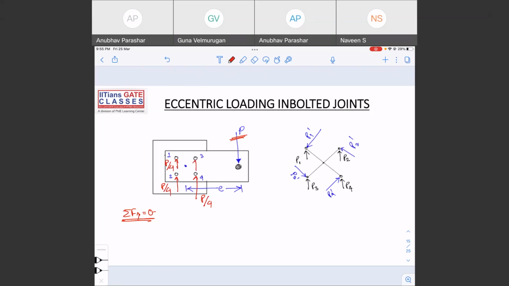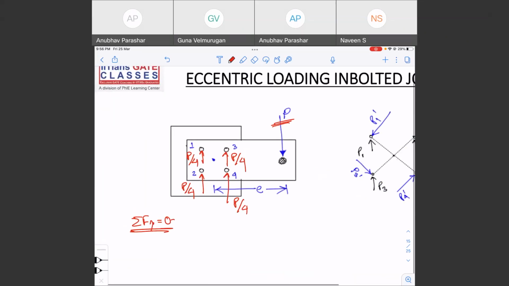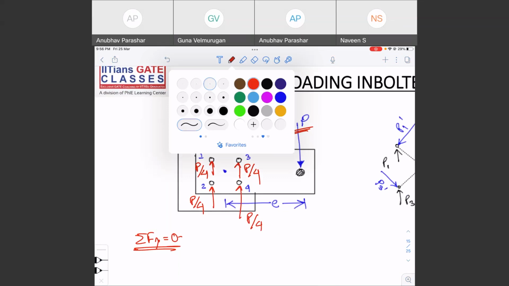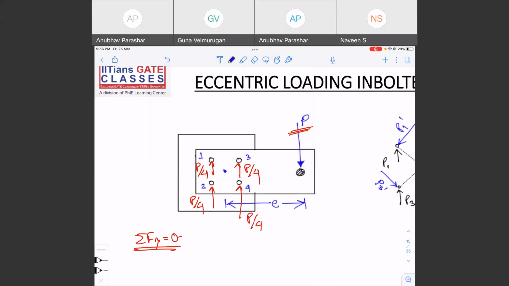P by 4. Yes or no? Tell me. I hope you're able to understand, right? So these four loads are called direct shear. These four loads are called direct shear, the direct shear load.